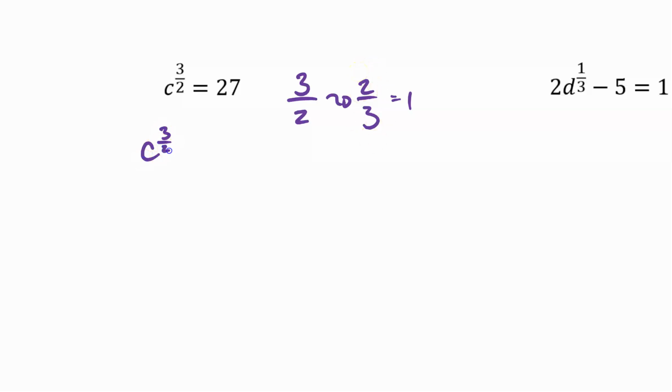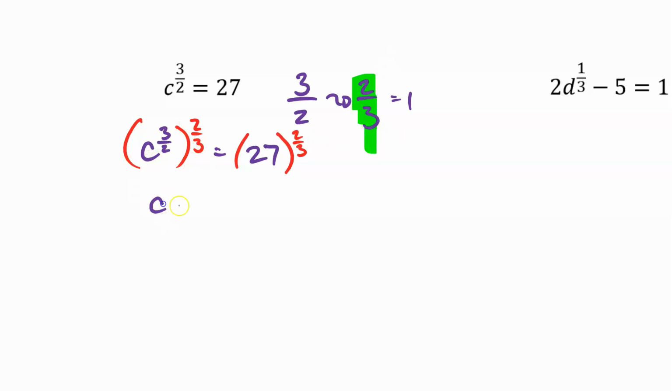So C to the exponent 3 over 2, and we are going to put that to the exponent 2 over 3, right? By the multiplication rule. And then here is the 27 still, and we're going to put this to 2 over 3. Okay, that's the reciprocal we're going to use. On the left side, we know that we end up with C to the exponent 6 over 6, which is C to the exponent 1, which is what we want. And here we're going to go 27 to the exponent 2 over 3.